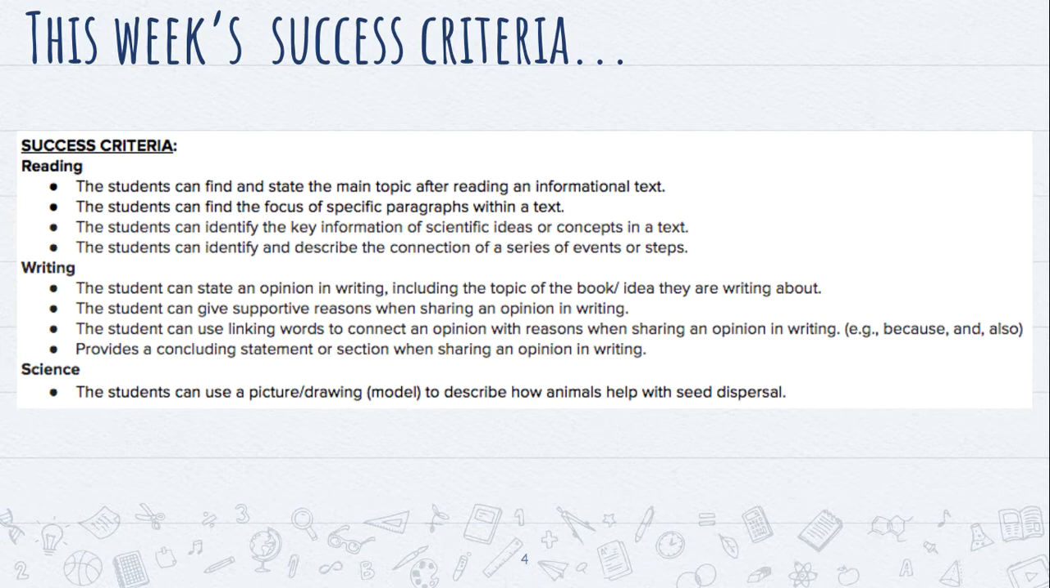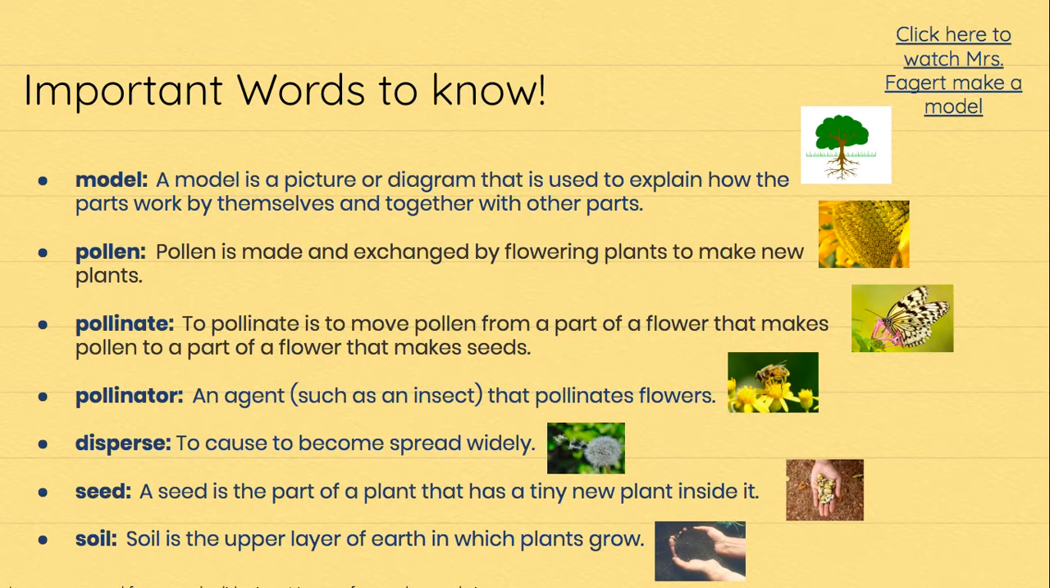Then in writing, we're working on opinion writing again. So you can state an opinion, including the topic of the book, what you're writing about. You can give reasons to support. You can use linking or connecting or transition words to connect those opinions, and then provide a concluding statement. And then in science, to be successful, you can use a picture or a drawing to describe how animals help with seed dispersal.